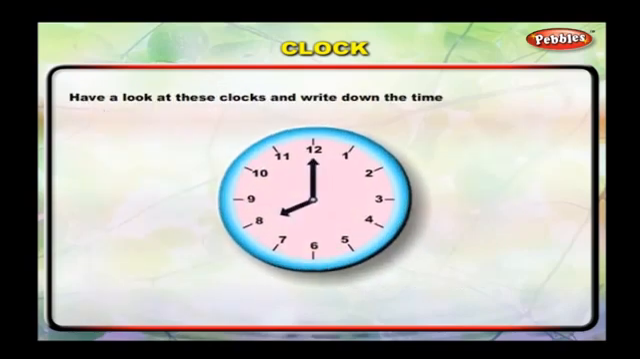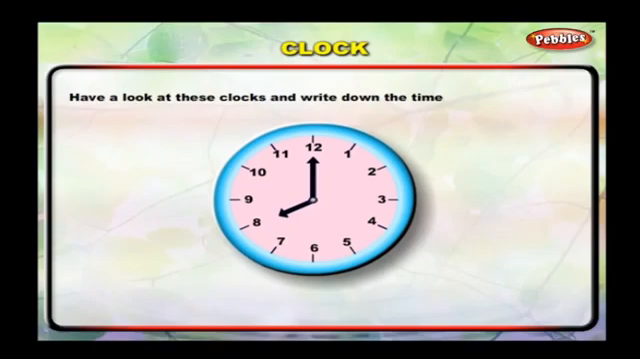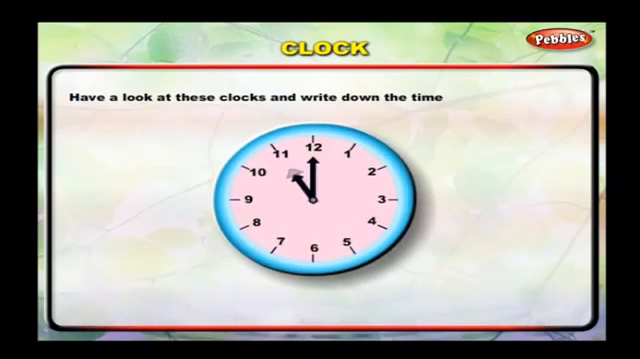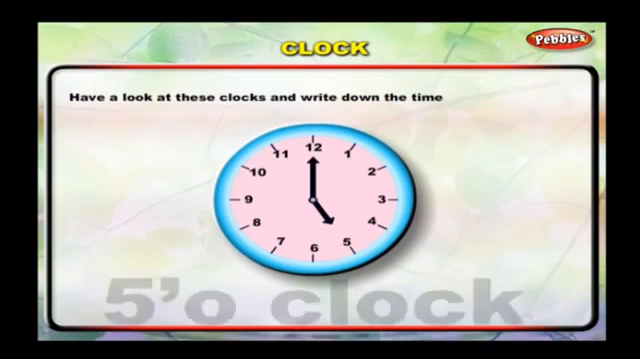Have a look at these clocks and write down the time. The short hand shows 8 and the long hand shows 12. So the time is 8 o'clock. The short hand shows 11. The long hand shows 12. So the time is 11 o'clock. The short hand shows 5. The long hand shows 12. So the time is 5 o'clock.